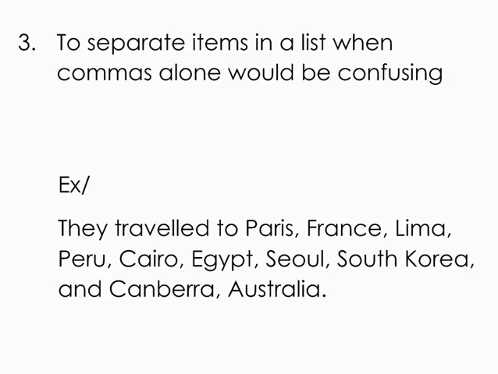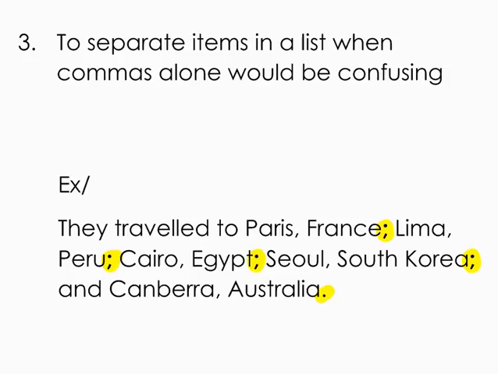So instead, we want to separate the units, like Paris, France, from other cities and their countries. If only we had a mega comma. But there's no giant comma you could use. Instead, we use a semicolon. For example, they traveled to Paris, France; Lima, Peru; Cairo, Egypt; Seoul, South Korea; and Canberra, Australia.